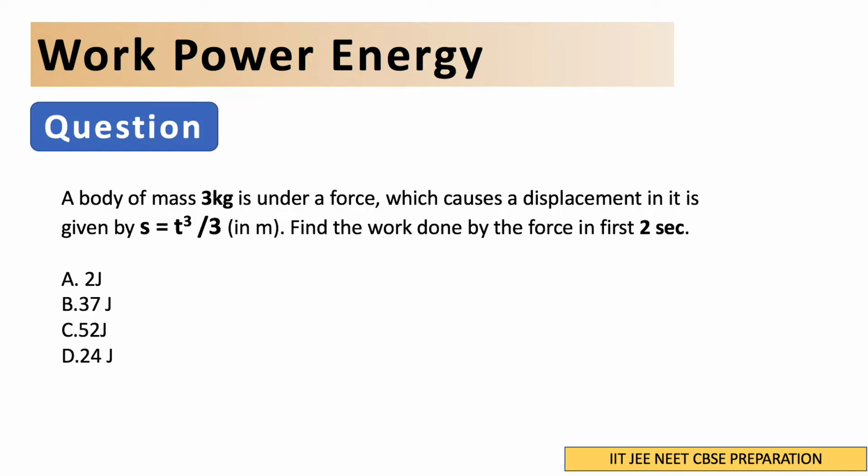Hello friends, in this video we are going to take a look at this question. A body of mass 3 kg is under a force which causes a displacement in it, and the displacement is given by S = t³/3. Then find the work done by the force in the first 2 seconds.